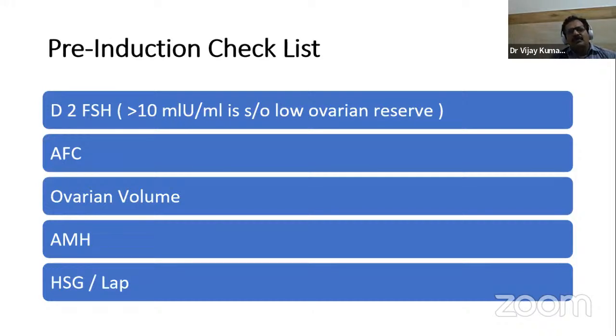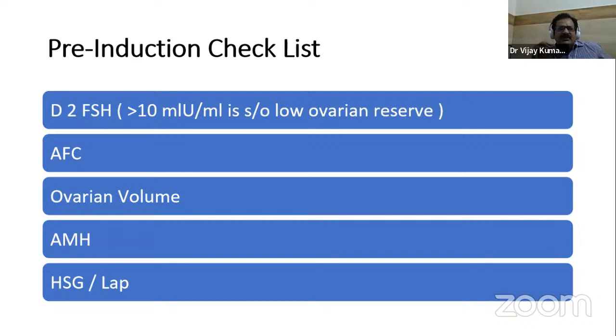So how do you go about before you start induction? It's very important that we do the day 2 FSH. So why do we have to do the FSH? FSH indicates the ovarian reserve. Although there are many other investigations which are more specific and more sensitive than FSH nowadays, many of the centers tend to do the one FSH evaluation on day 2. Suppose if it is more than 10, then it indicates the poor ovarian reserve.